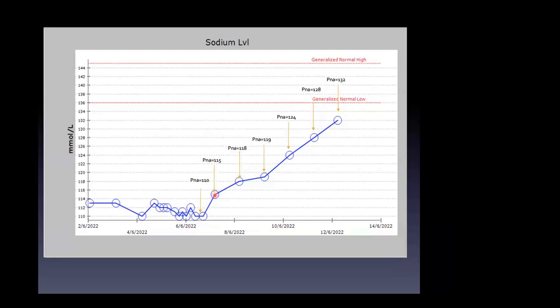We reached a sodium of 115. We reached a sodium of 118. Here, I'm not sure what happened. I think either we stopped dialysis for that day, because we gave him 3 sessions. We were trying to increase in increments of 5. So 115, 119 to 124, then 124 to 128, and then 128 to 132. So these formulas actually work.